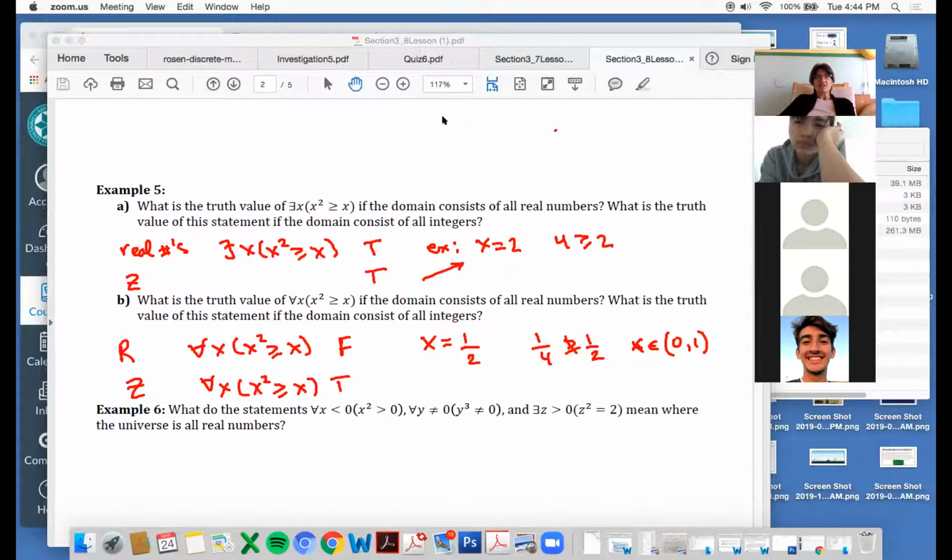Okay, so if you look at quiz 7, a lot of the problems will be looking at truth values and also translating. It's like, what does this statement mean?